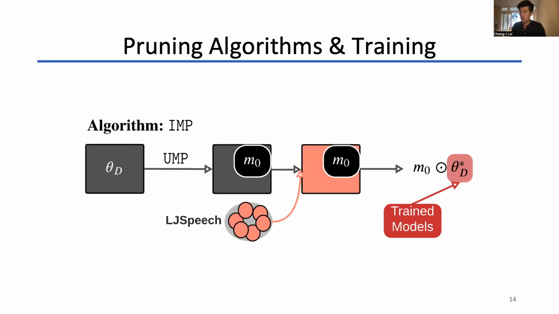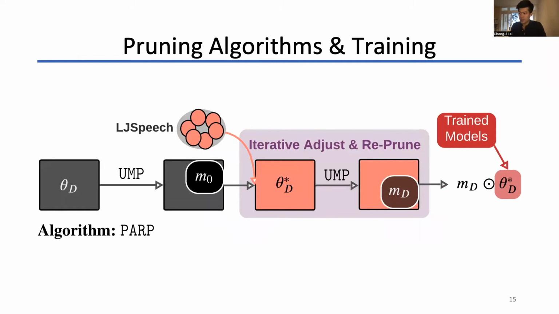This is one of the 2 pruning algorithms that we use in our project. The first pruning algorithm is IMP. IMP is very simple. It takes the pre-trained model, such as pre-trained Tacotron 2 on LJ Speech, and applies unstructured magnitude pruning, which returns a sparse subnetwork. This sparse subnetwork then goes through another round of training, also on LJ Speech. This step is called subnetwork retraining or subnetwork fine-tuning. The output of IMP is a trained sparse subnetwork on LJ Speech.